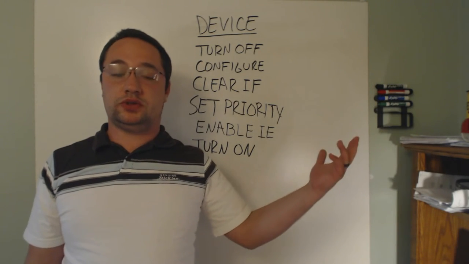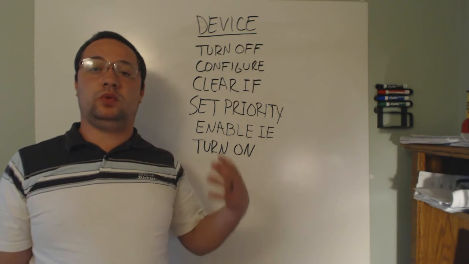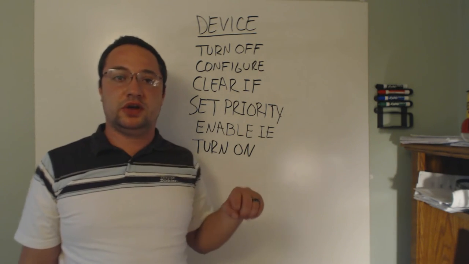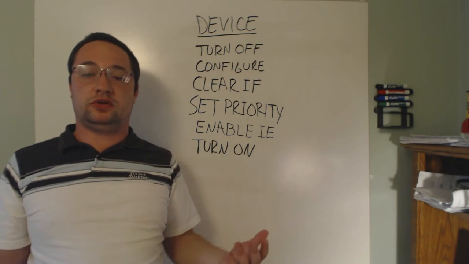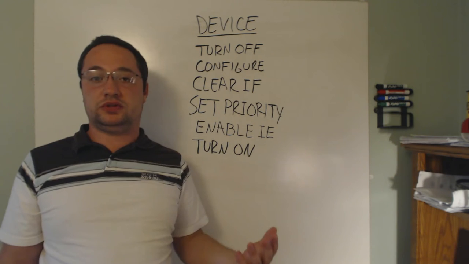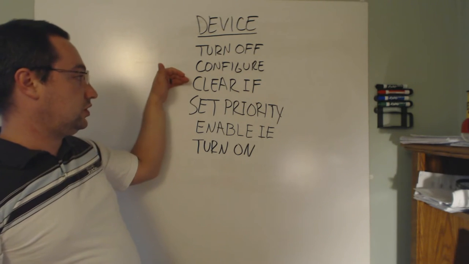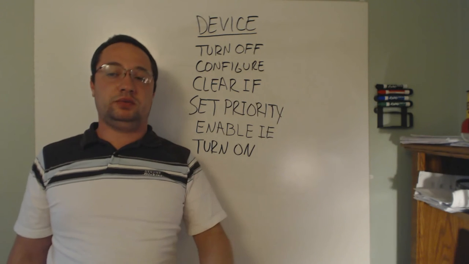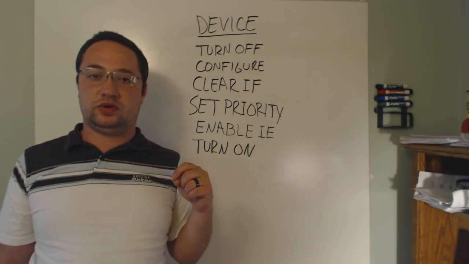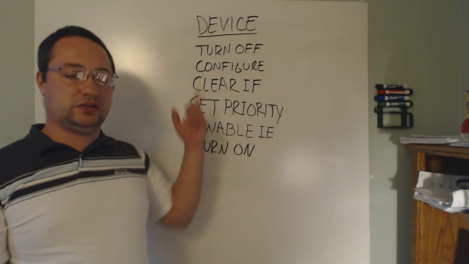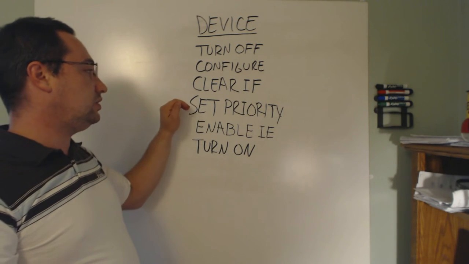Now that you know how to write an interrupt service routine for a 16-bit PIC, how do you configure the interrupt? As you can see here, the list is very similar to what the 8-bit PICs look like, with just a couple of differences. So you have a device. First, you want to turn the device off. Like I mentioned, you don't want to be reconfiguring a device that's already running. You can have some strange consequences that happen from that. After you turn the device off, you want to configure it. Then you want to clear the interrupt flag. And again, if the flag is set whenever you set the interrupt enable bit, then you could possibly trigger an interrupt when you're not ready for it. So always, just as a safety rule, clear the interrupt flag, and then you set the priority.